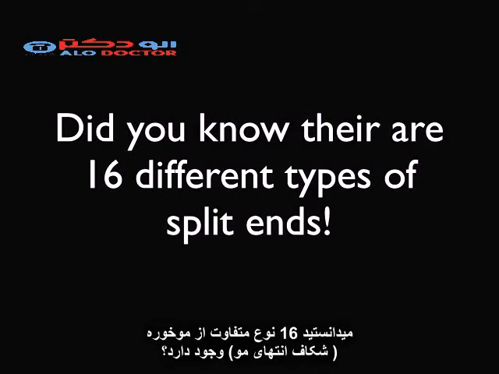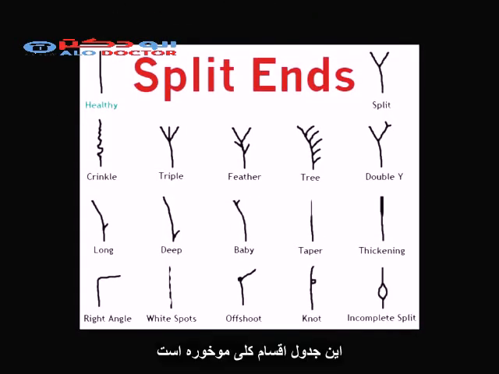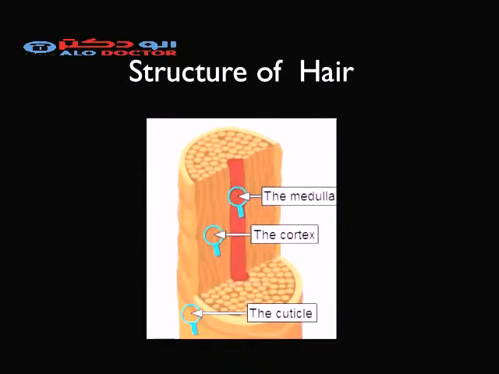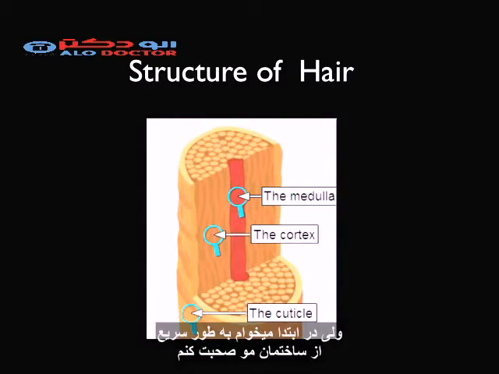Did you know there are 16 different types of split ends? Here is a chart. I will go through each one of the split ends and what it's telling you, but I wanted to talk about the structure of the hair really quick.